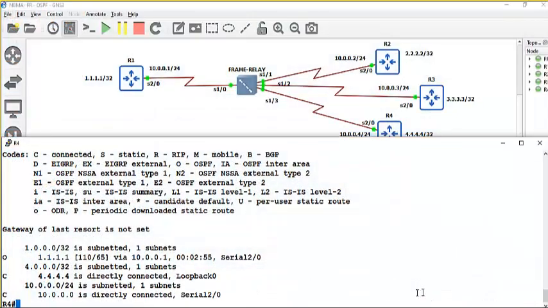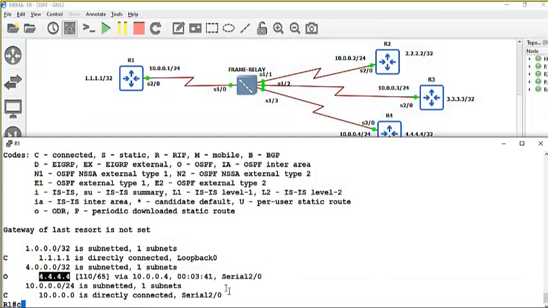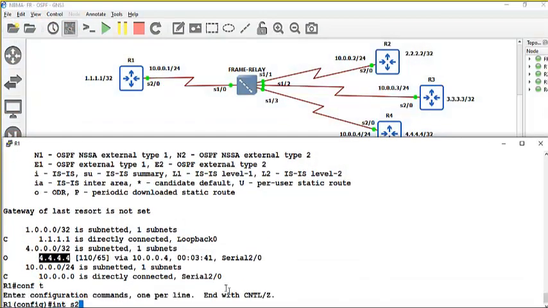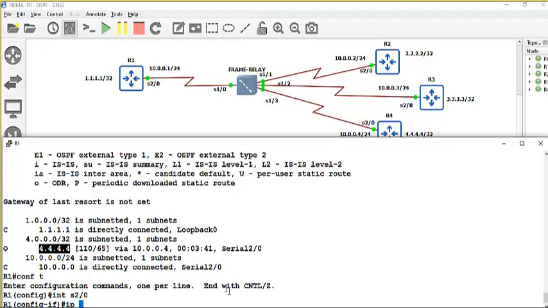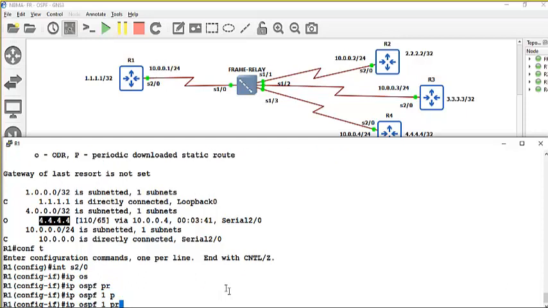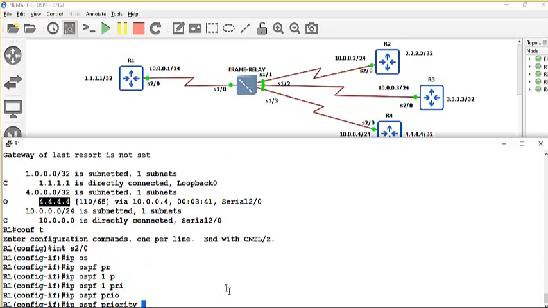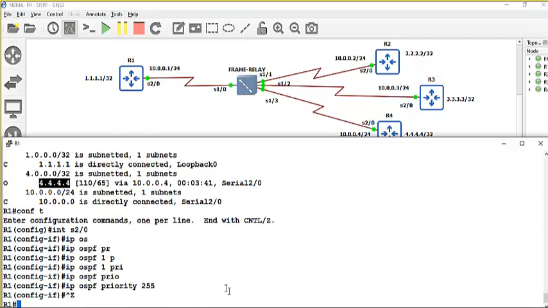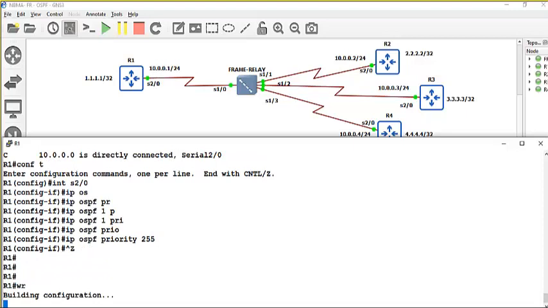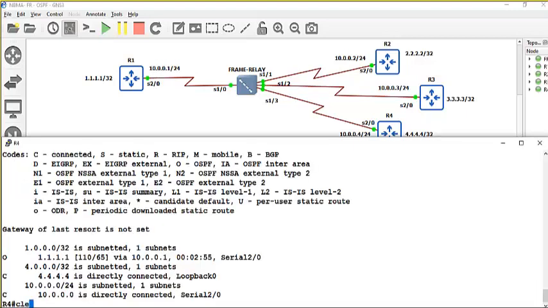Go to router 1 and make it as DR. How? Interface serial 2/0, IP OSPF priority. I'm giving the maximum, and then I'm going to clear the OSPF process. I'll go to router 4 and clear the OSPF process. Router 4, clear IP OSPF process.